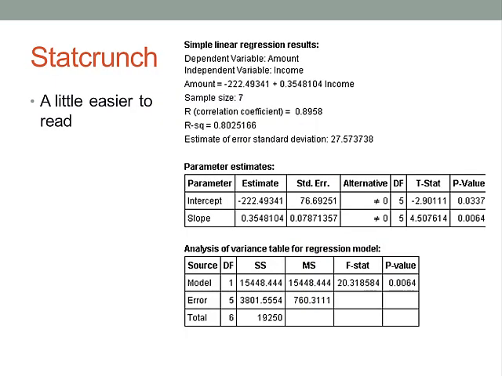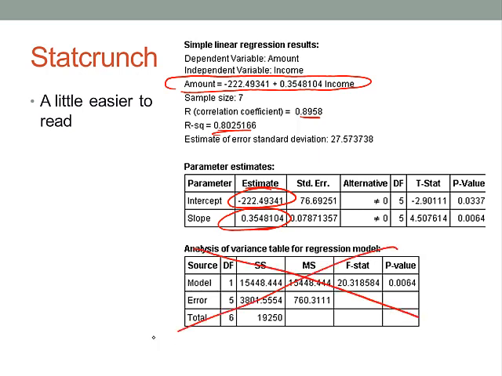StatCrunch, for me, is a little easier to make out as they kind of give everything to us here. Here's the equation, right? They give us r, which is nice. They give us r squared. And then they give us the slope. Here's our slope, and then there's our y-intercept. Everything we know, and we will not be looking at this stuff right here. And in fact, I don't think we're even going to be looking at these other pieces here. So you just kind of have to put blinders on to some of these outputs.